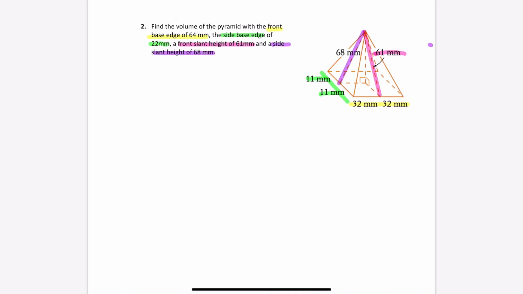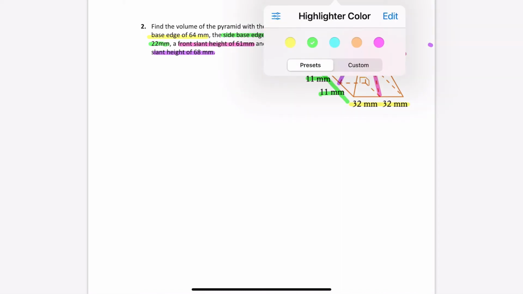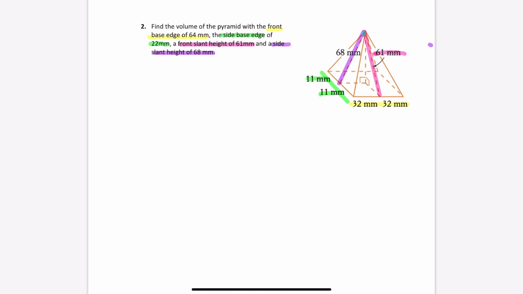Okay, so in this question, we still don't have the perpendicular height, which I'm going to highlight in blue. Okay, that's this section here. So we first need to find that. Okay, so step 1. Find perpendicular height.